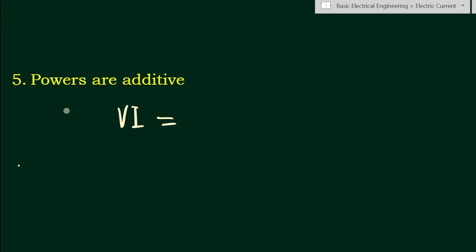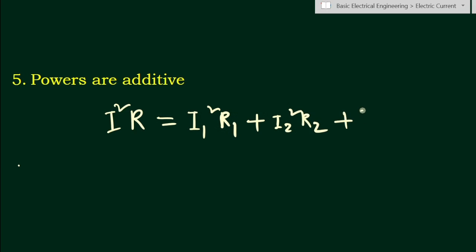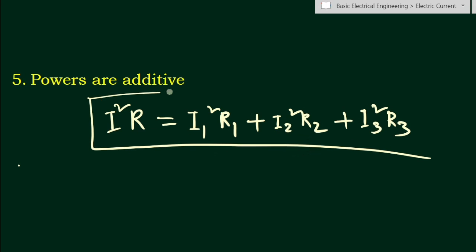So here we have powers are additive. This means the total power, or we can write it using the equivalent resistance, is I square into R. Here I is the total current and R is the equivalent resistance of the three resistances. So what will be the value? This will be I1 square R1 plus I2 square R2 plus I3 square R3. So this is the total power, and we have the individual powers I1 square R1, I2 square R2, I3 square R3. If we add the individual powers, we will have the total power of the system.